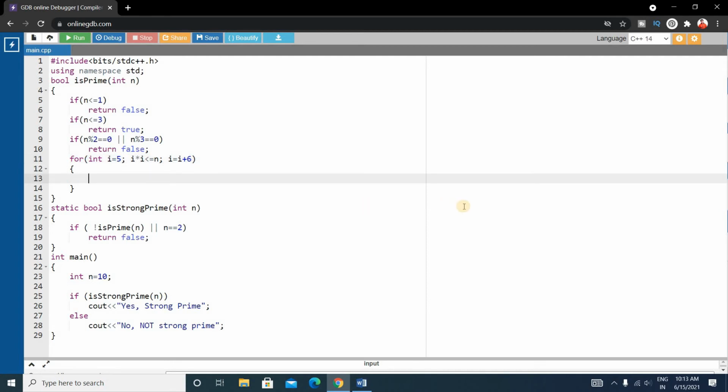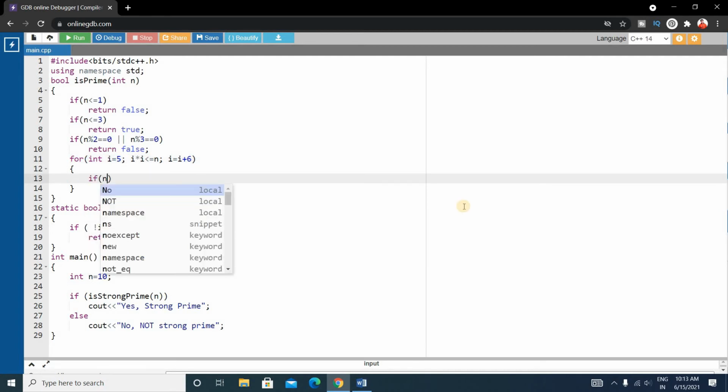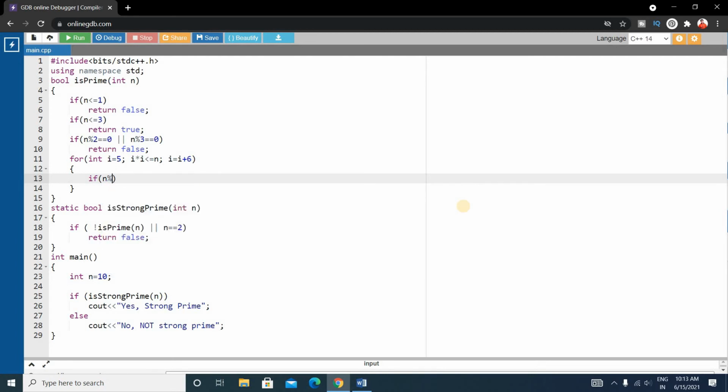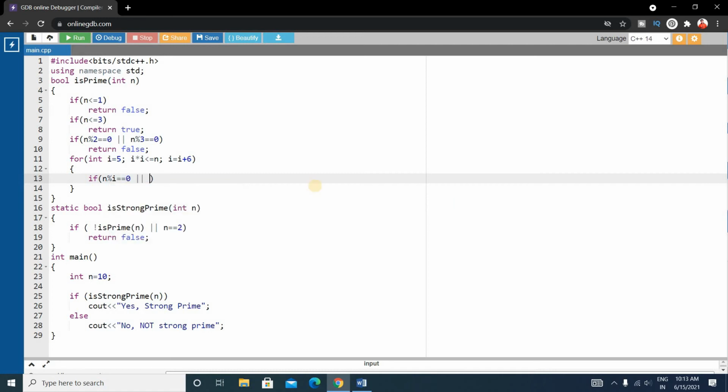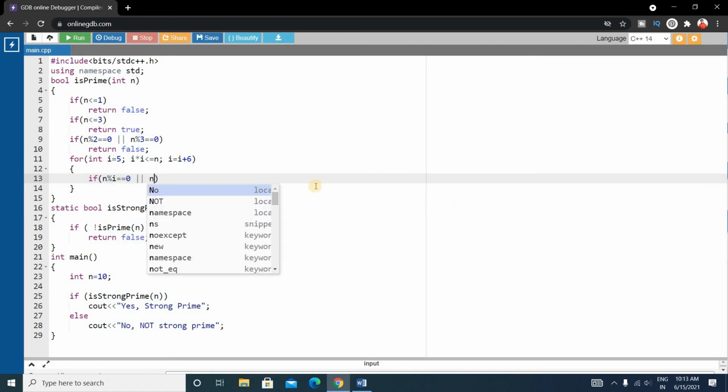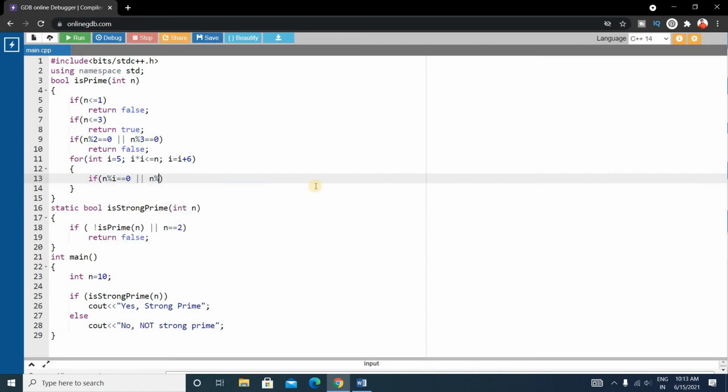Okay, so inside this for loop write an if condition. If n % i, that is if n is divisible by i, or there is a condition that if n is divisible by, that is n % (i + 2). So why i + 2? Because you can see here i is an odd number. So if we add 2 to this number, that is i + 2, it will be 7.